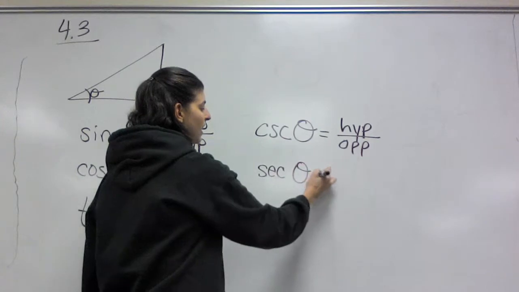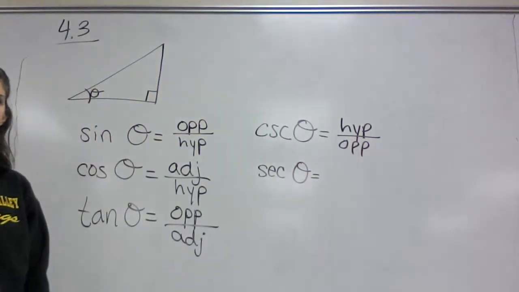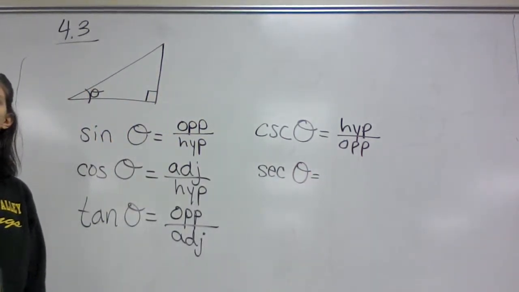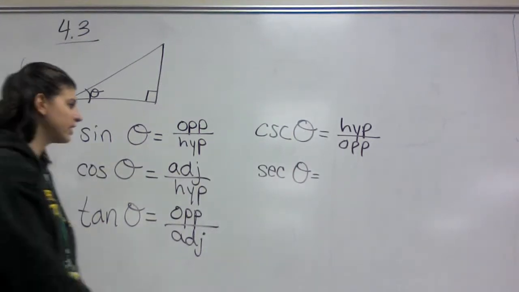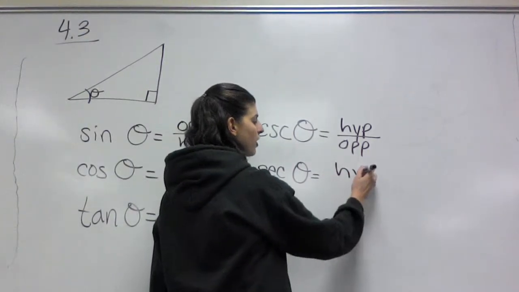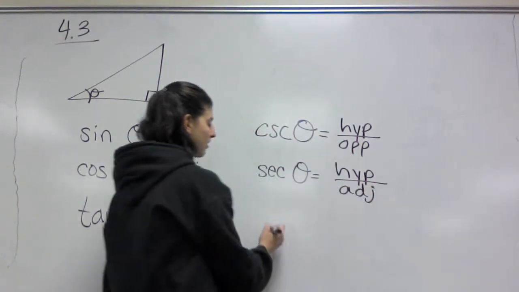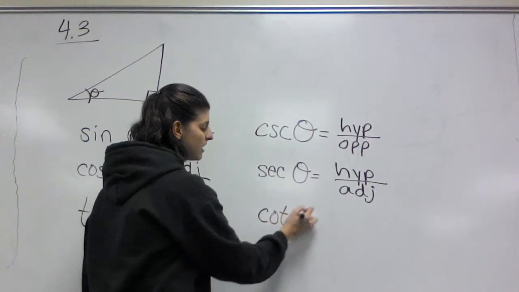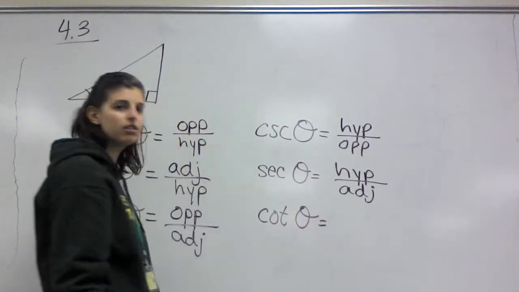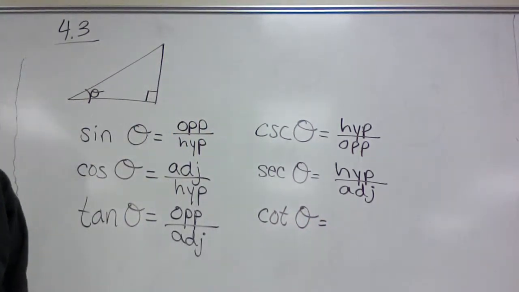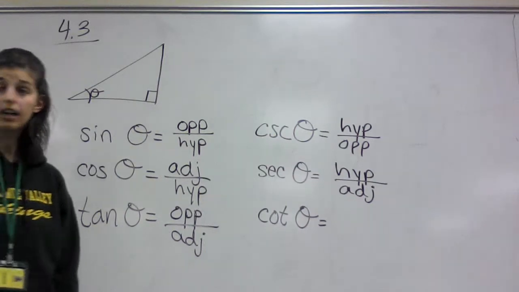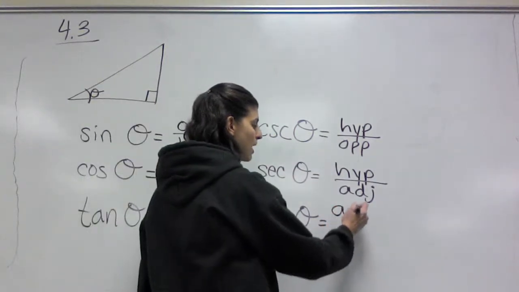The secant of theta. Hypotenuse over adjacent. Good, because it's 1 over cosine. Hypotenuse over adjacent. Okay? And the cotangent of the angle is equal to what 2 sides divided? Adjacent over opposite. Good. Adjacent over opposite.